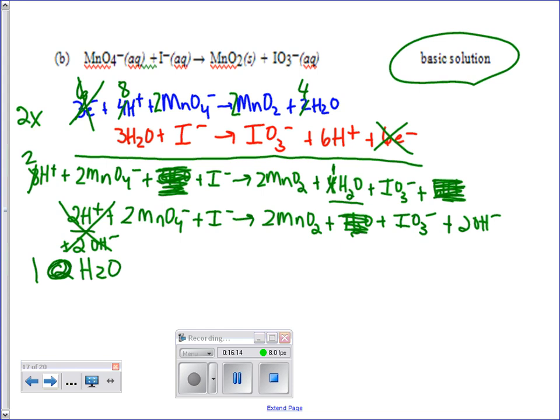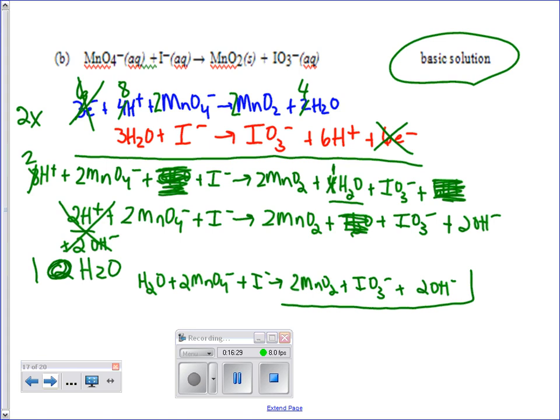So our final equation is water plus 2 MnO4- plus I- gives you 2 MnO2 plus IO3- plus 2 hydroxides. And that is our balanced half reaction.